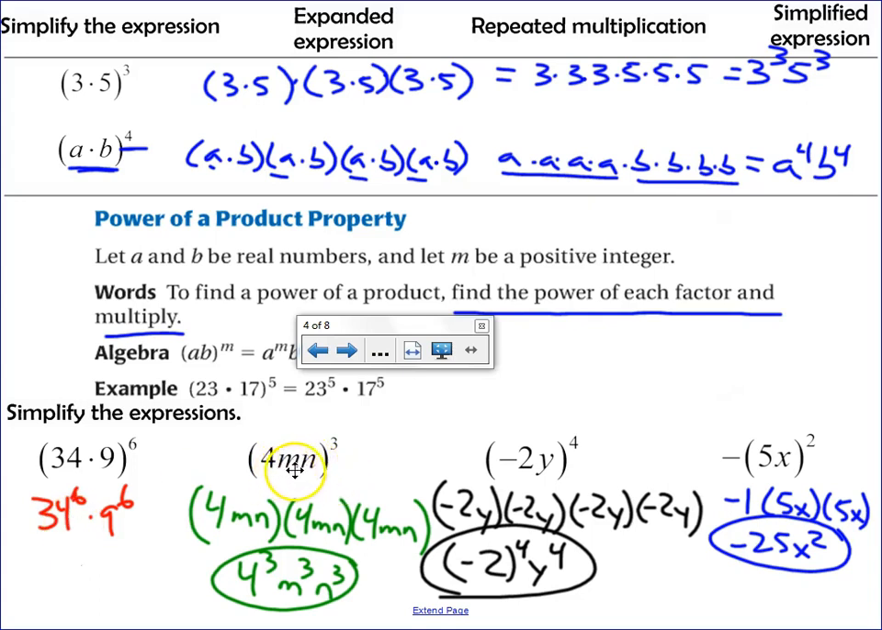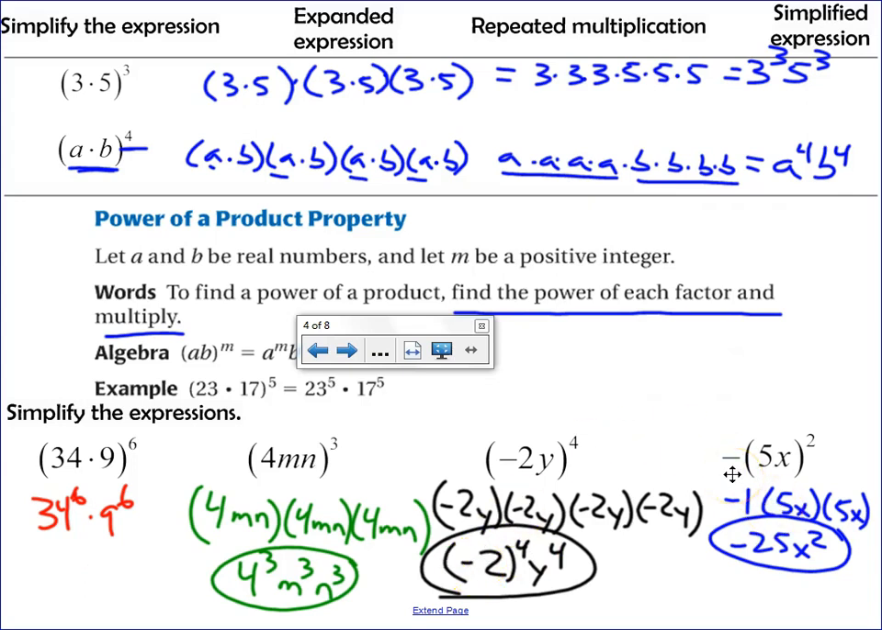4mn to the third gives us 4 to the third, m to the third, n to the third. Quantity negative 2y to the fourth means I have negative 2y 4 times. Negative 2 to the fourth, y to the fourth. Notice I put the negative 2 in parentheses because the negative 2 is being raised to the 4th power. It's not just the 2.